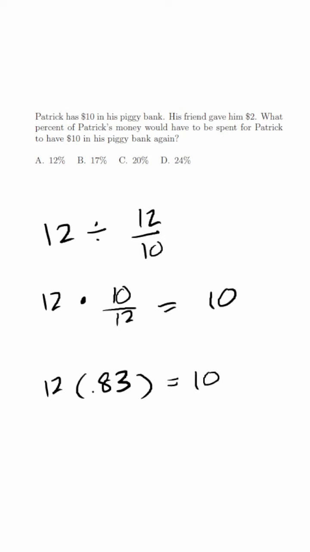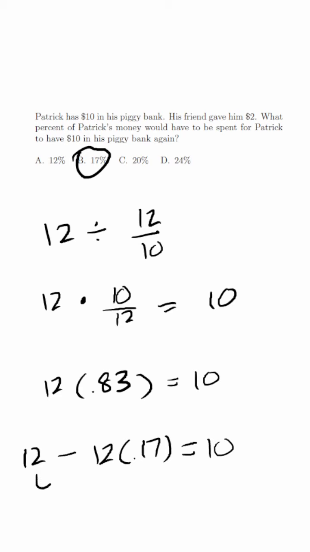And so that means that in order to go from 12 to 10, we need to decrease our amount or spend 17%. Basically, if you're taking 83% of something, that's the same as spending 17% of what you had. Okay? And we can also see this if you remember your percent decrease formula. You do 12 minus 12 times about 0.17 would be equal to 10. And again, this is the same as 12 times 0.83.